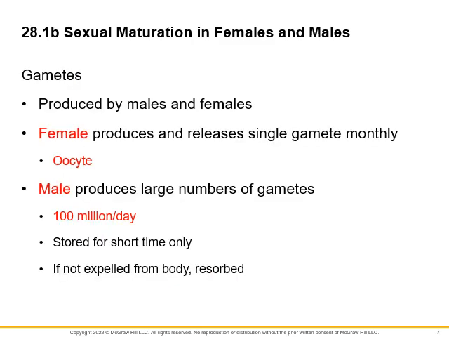So gametes, we're going to call the egg, its true name is oocyte. You'll still hear me say egg and sperm, but its technical name is oocyte. Males are going to produce lots of sperm, 100 million a day, right? They're stored. If they're not expelled from the body via ejaculation, they're going to be reabsorbed.